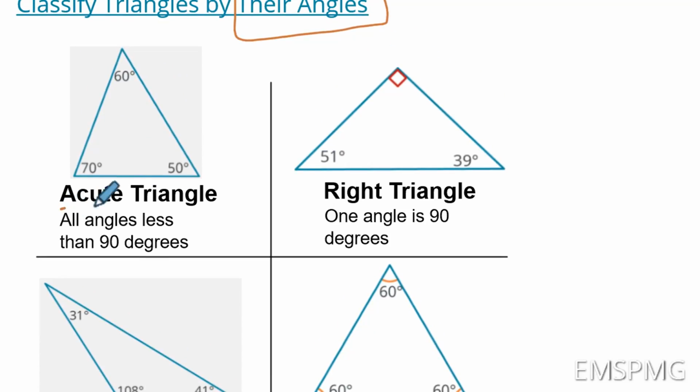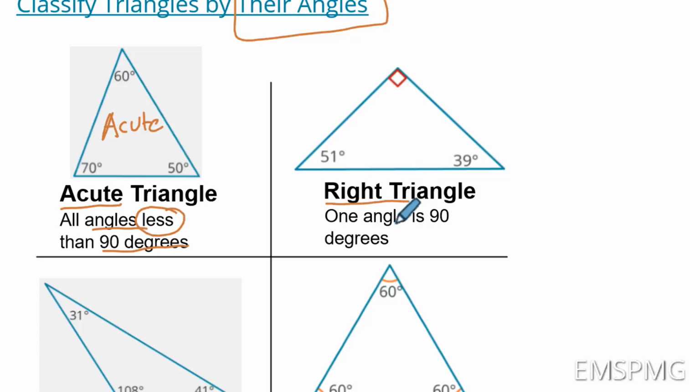The first one is, check out down here, you have acute triangle, and that means that all the angles are less than 90 degrees. So if you look at the example here, we got 60, 70, and 50. So this is an acute triangle. Then let's look at the second example.